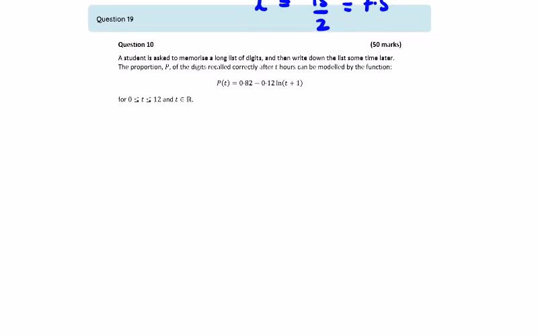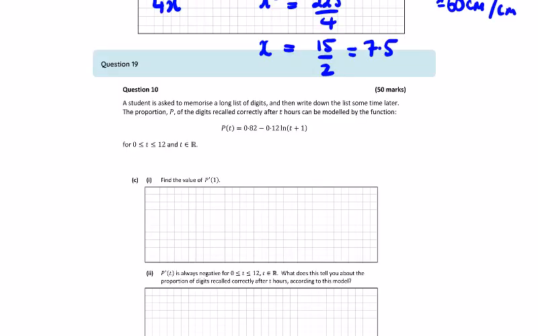Next one, a student is asked to memorize a long list of digits and write down the list sometime later. The proportion of the digits recalled correctly can be modeled by this function here. P of t is equal to 0.82 minus 0.12 by the natural log of t plus 1. So it looks a little bit awkward. This is between 0 and 12. And we are asked to find p prime of 1.